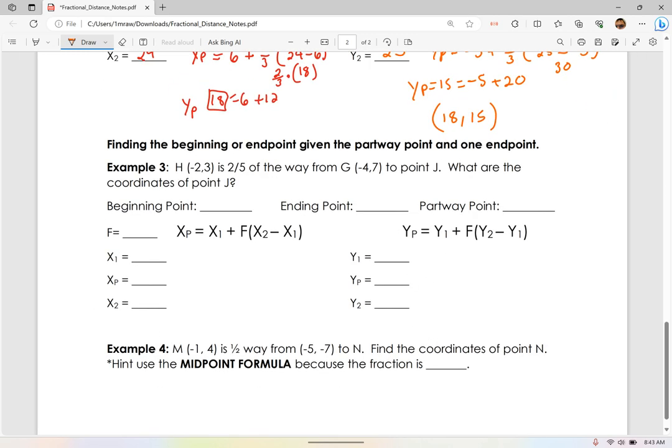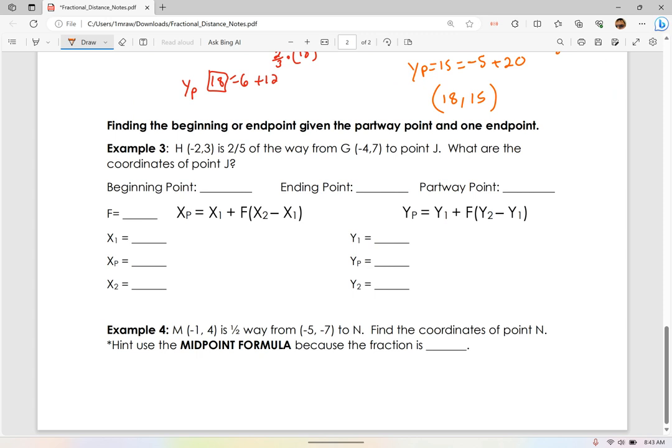So this part, obviously, all this stuff is just really labeling and whatnot. That's what we want to make sure that we're doing. So if I need a beginning point or end point, this is kind of like what we did 2 days ago with midpoint. So now this is what we're looking for. H is 2/5 of the way from G, which is -4 comma 7, to point J. What are the coordinates of J?